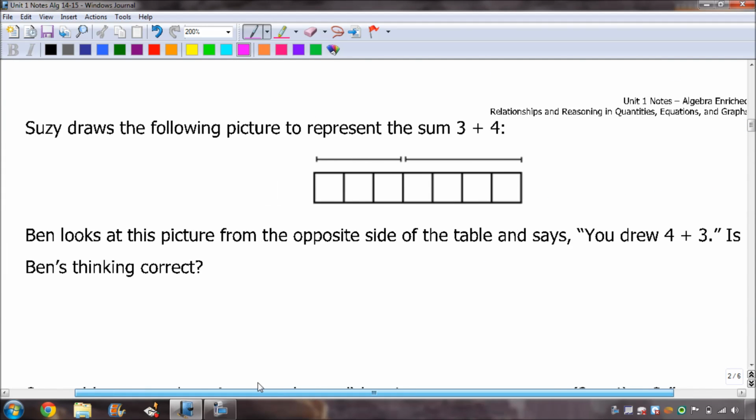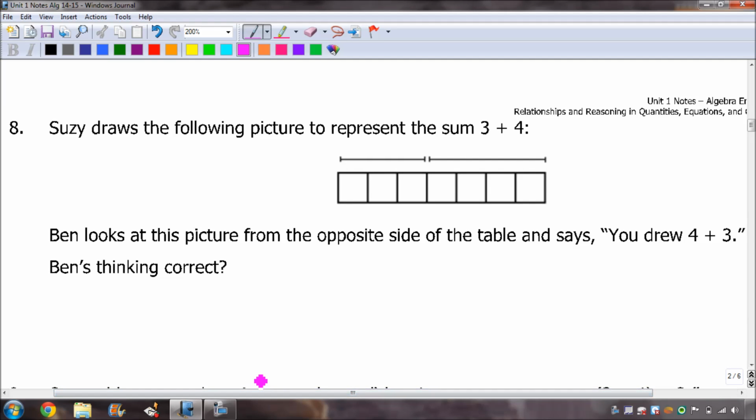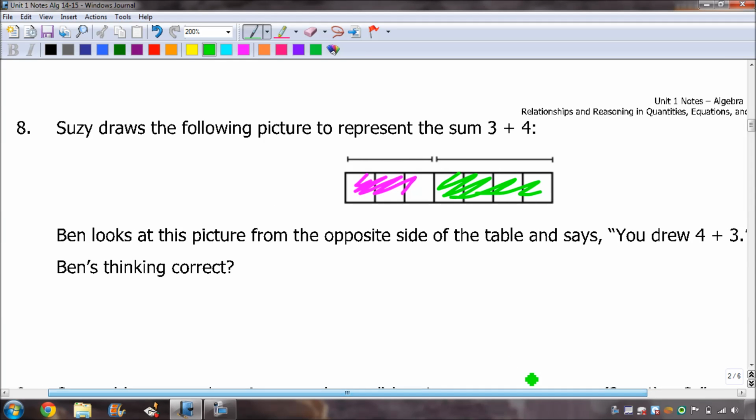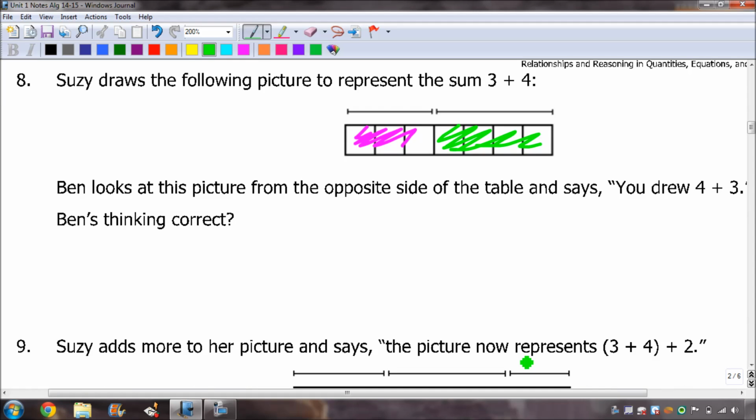So now that's the distributive property. We're going to talk about something a little bit differently now. Number 8, Susie draws the following picture to represent the sum 3 plus 4. So here's our 3, and then here are our 4, right here. Okay? And then Ben looks at this picture from the opposite side of the table and says, you drew 4 plus 3. Is Ben's thinking correct? So is Ben allowed to say that it's 4 plus 3 and not 3 plus 4? Absolutely. So yes, his thinking is correct.